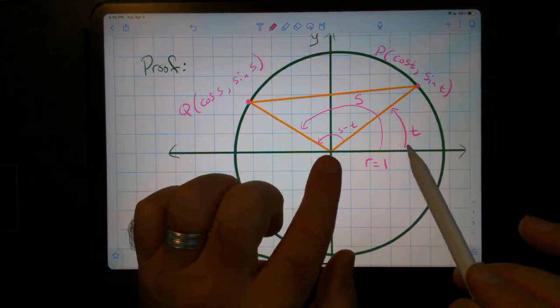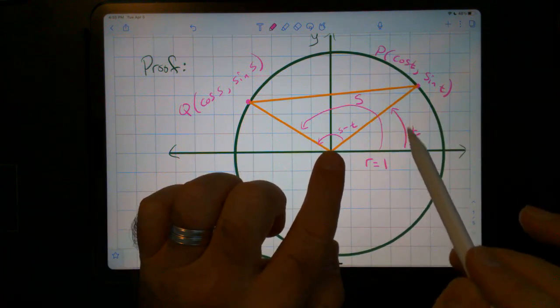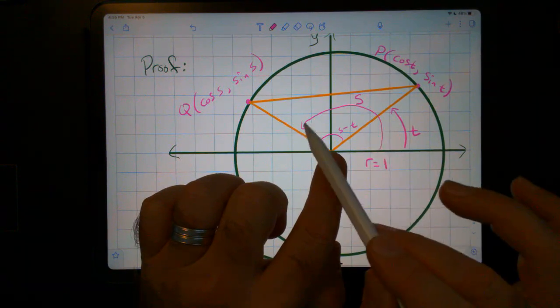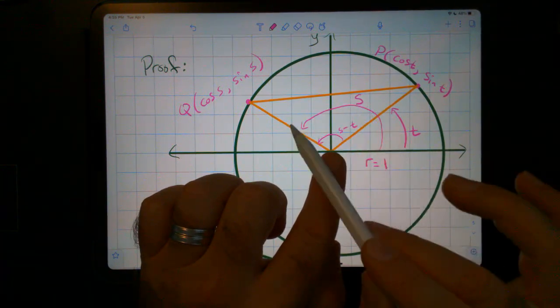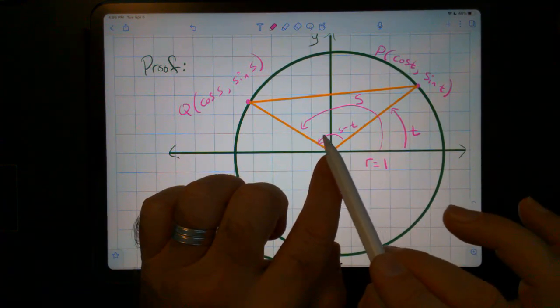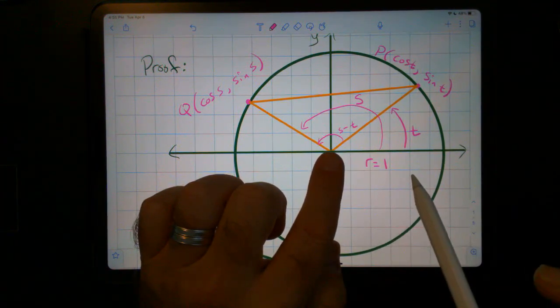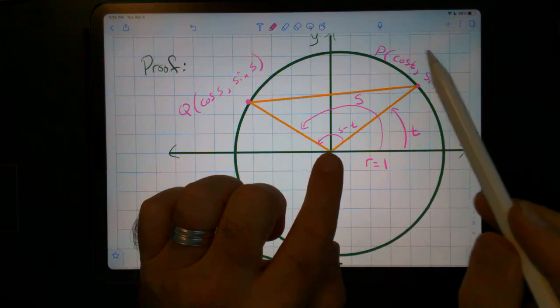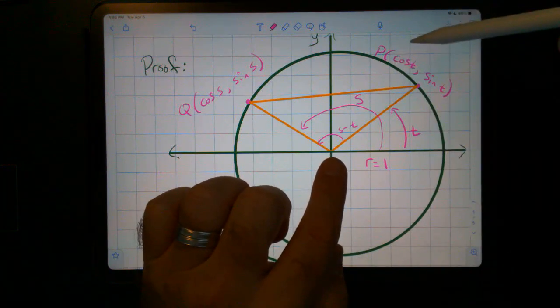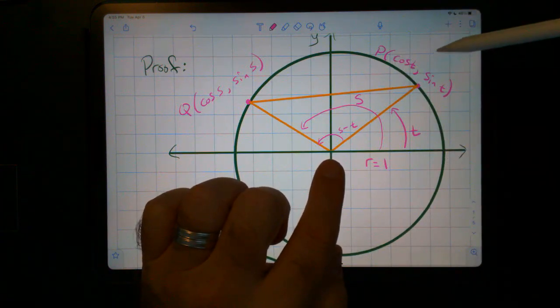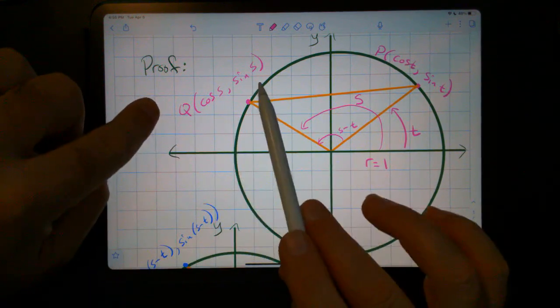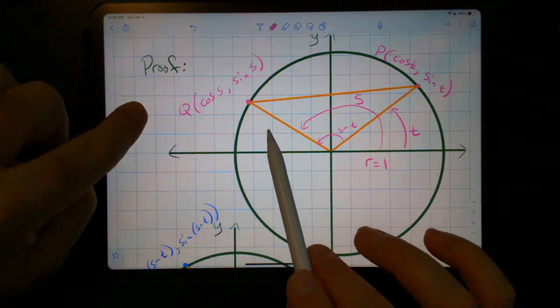So if we have this triangle here, angle T goes up in this direction, angle S goes all the way over. Therefore, the inner angle is going to be the difference of the two angles, S minus T. So in this configuration, point P is at cosine T, sine T. Point Q is at cosine S, sine S.